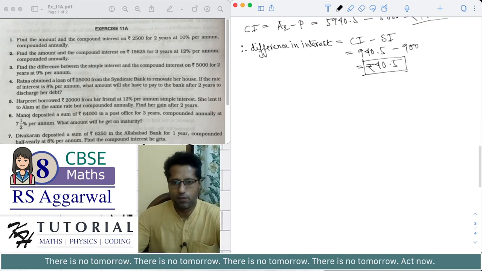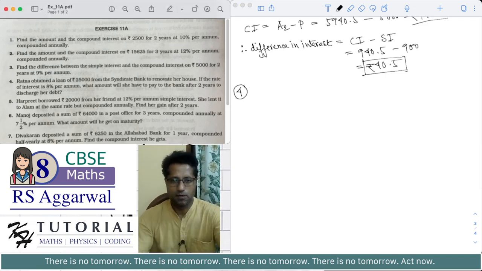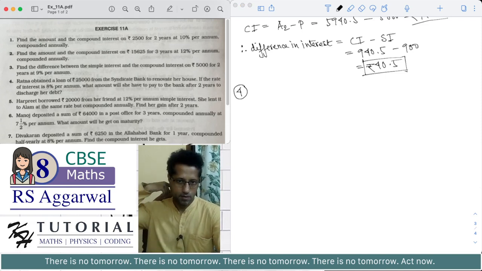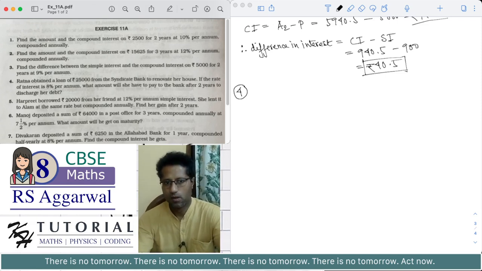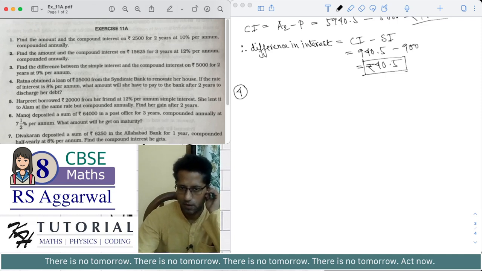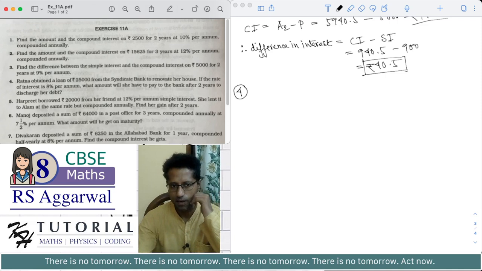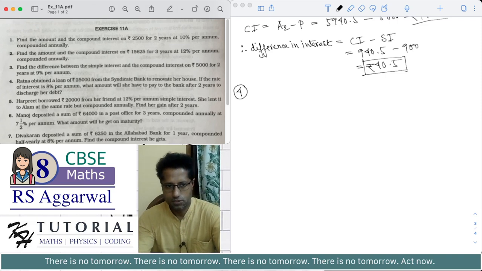Okay, let's do problem number 4. Ratna obtained a loan of rupees 25,000 from the Syndicate Bank to renovate her house. If the rate of interest is 8%, now remember, whenever you take a loan from any bank or any insurance company, then usually the interest applied is a compound interest. So Ratna obtained a loan of 25,000 from the Syndicate Bank to renovate her house. If the rate of interest is 8% per annum, what amount will she have to pay to the bank after 2 years to discharge her debt?